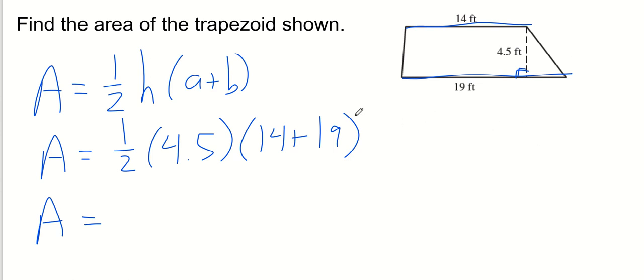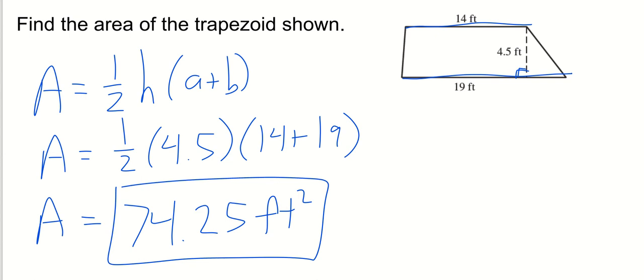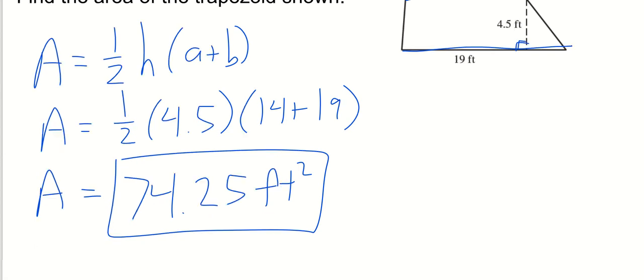If you have a scientific calculator, you can plug this in one shot. If you're using a basic calculator, do order of operations first. You would first take 14 plus 19 and then multiply all three of those numbers together. Either way you compute it, we should work out to an area of 74.25 square feet. So 74.25 square feet.